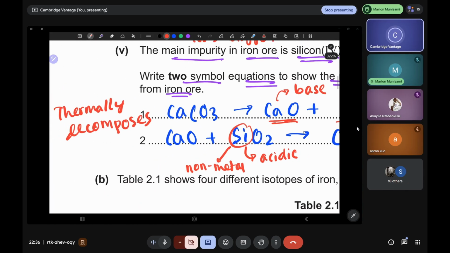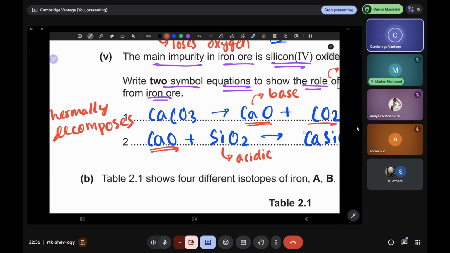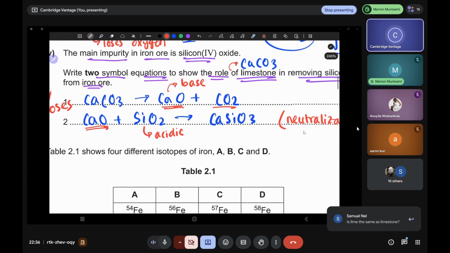So now what do we have? We have an alkaline oxide or a basic oxide and an acidic oxide. So what happens is the base and acid end up reacting.